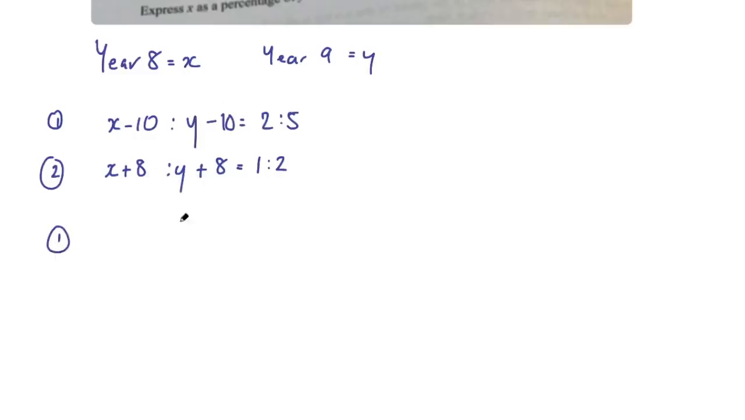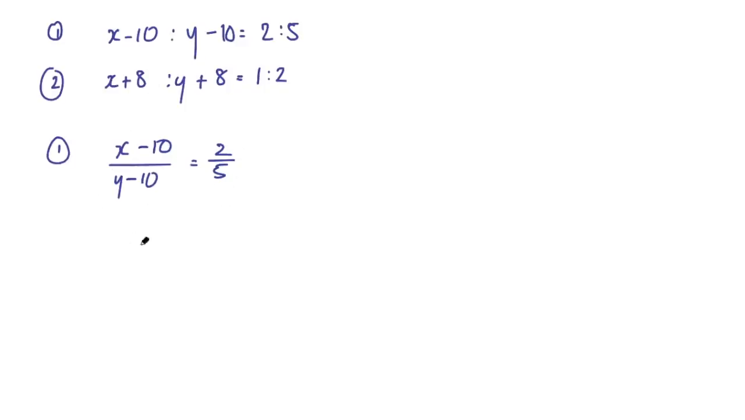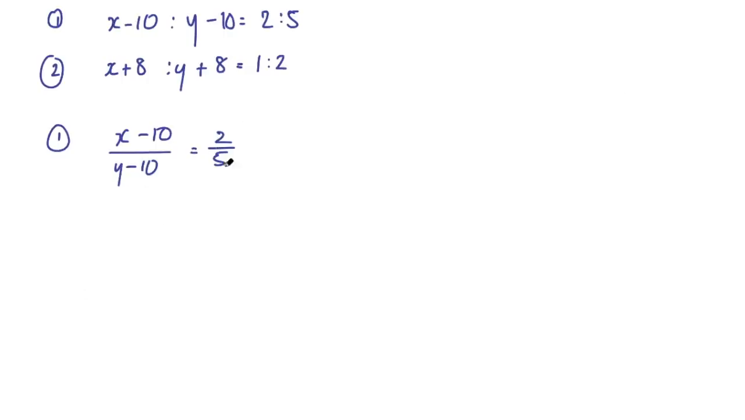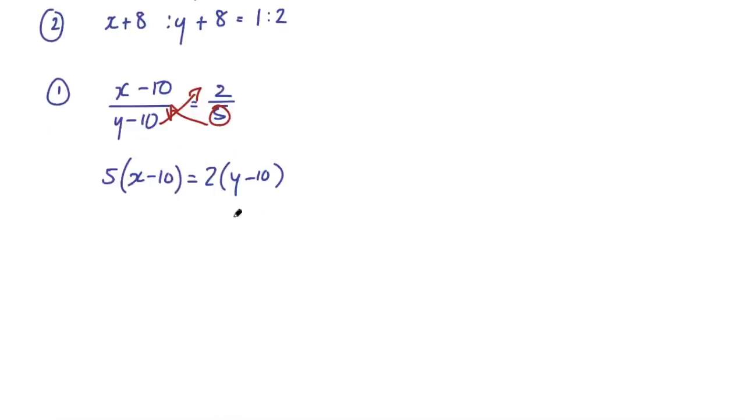Then we can rewrite these ratios as fractions. So the first one will become x minus 10 over y minus 10 equals 2 over 5. And we can rearrange this so that we have it in the form of an equation with x and y without the fractions. So we can cross multiply. So multiply y minus 10 on this side and 5 on this side. So we get 5 times x minus 10 equals 2 times y minus 10. And then expand the brackets out, so we get 5x minus 50 equals 2y minus 20.